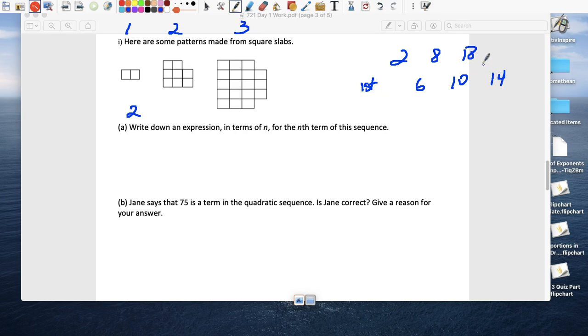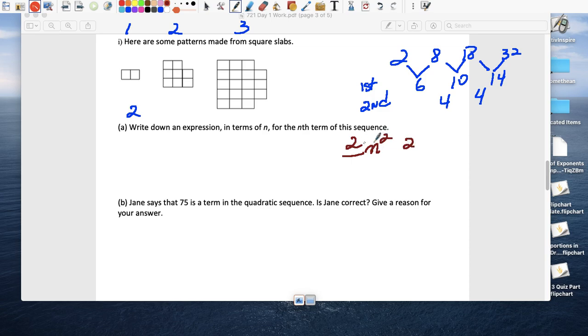6, 10, 14, and in order, so think about this. 2 plus 6 would give me 8, 8 plus 10 would give me 18, 18 plus 14 would give me 32. So the next term in our sequence would be 32. And then I can continue. I say we need to find a second difference, which is 4 and 4. Now we have a quadratic sequence in here. Our coefficient is going to be half of 4, which is 2n squared. 2n squared would be 1 squared times 2, which is 2.